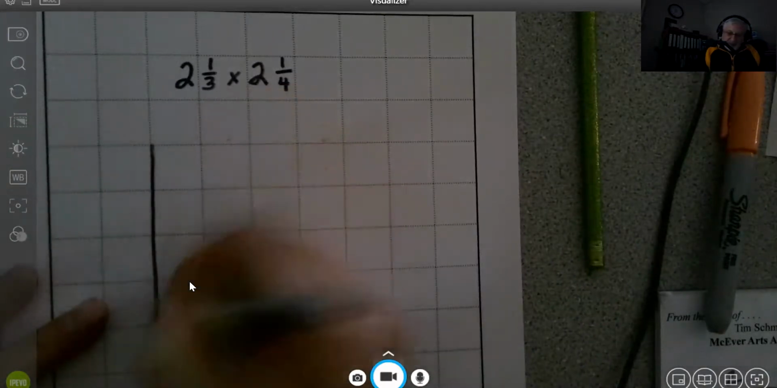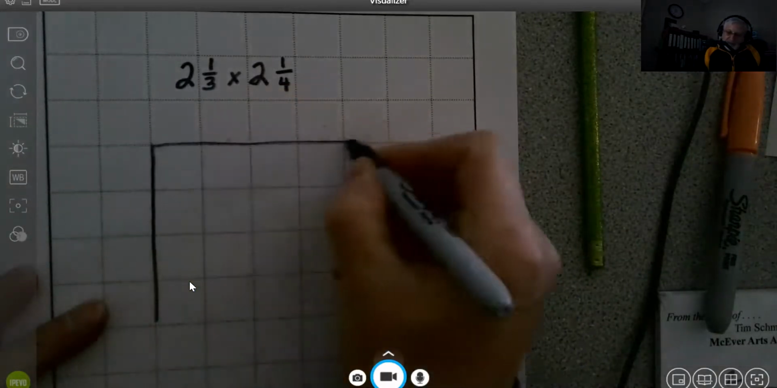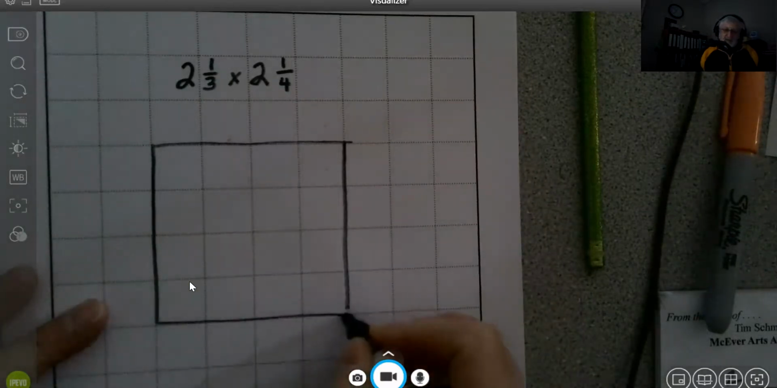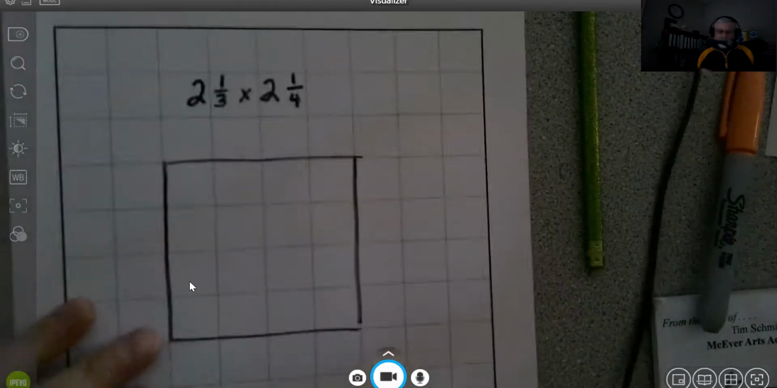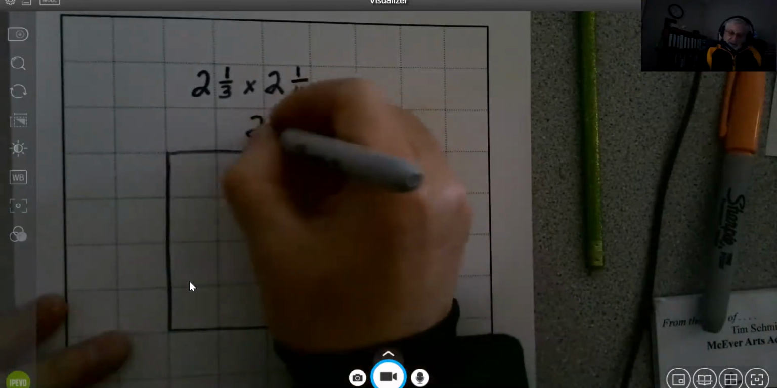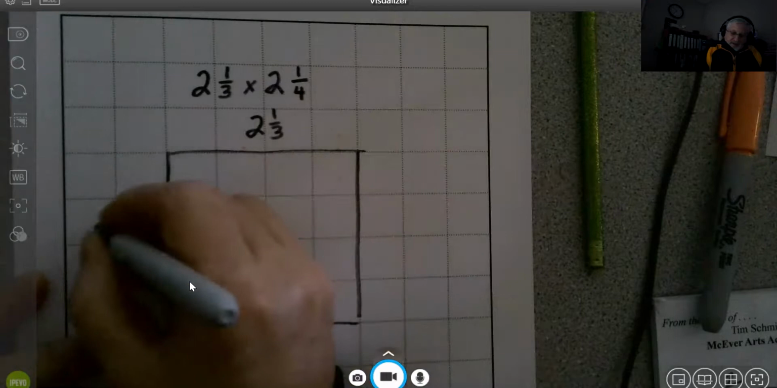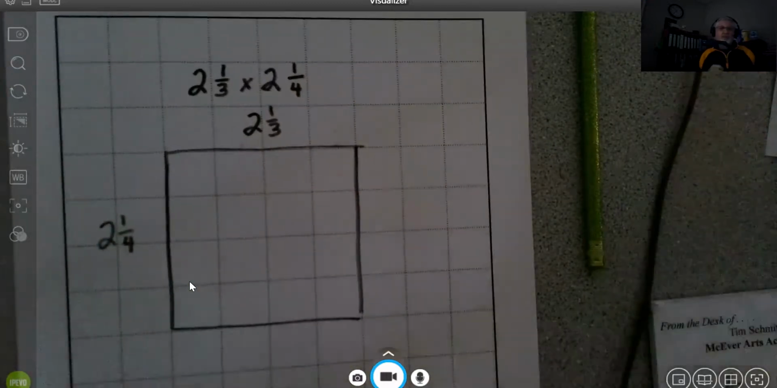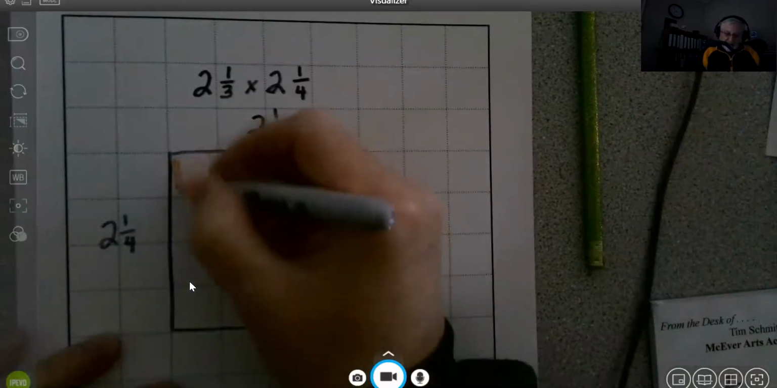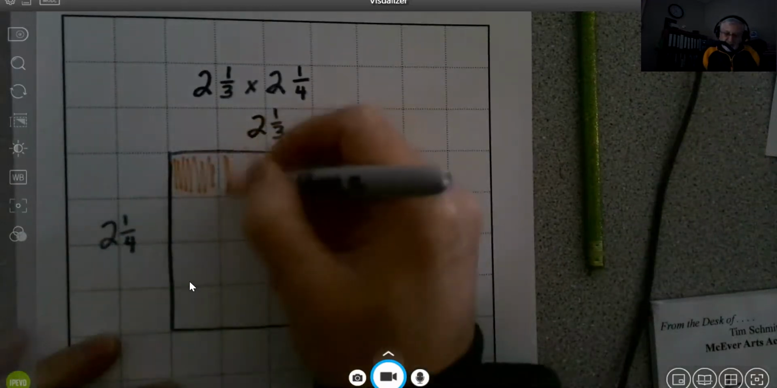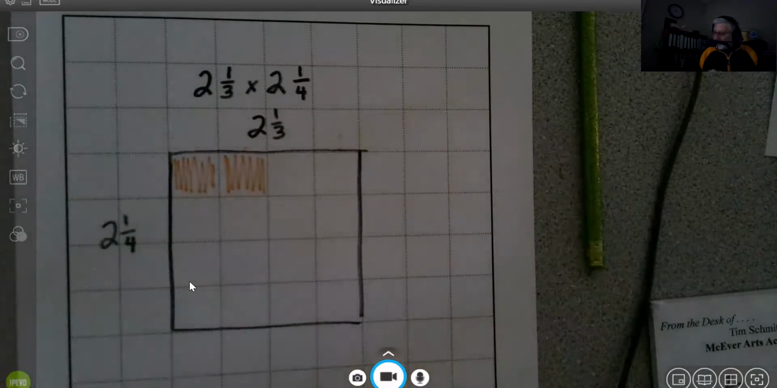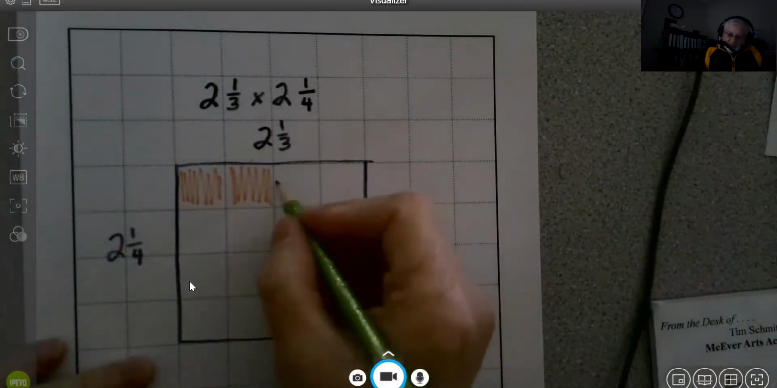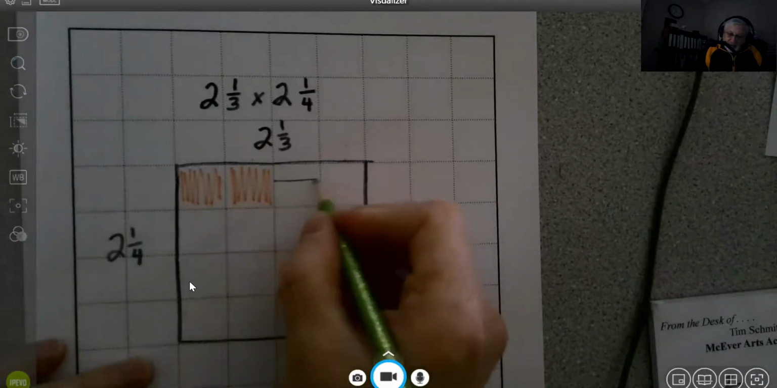Again, I'm going to draw a shape. I can make this a little smaller because my number's not as big. All right, let's do 2 1/3 on the top and 2 1/4 on the bottom. I'm going to shade in 2 wholes. Then I'm going to do 1/3. Okay, so this is about 1/3 here.